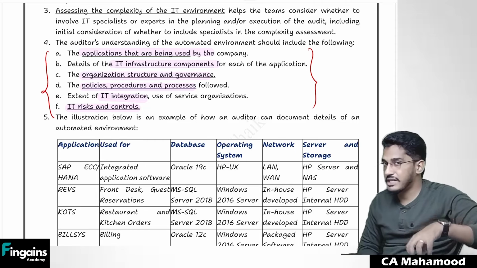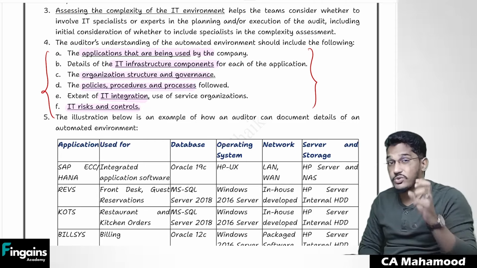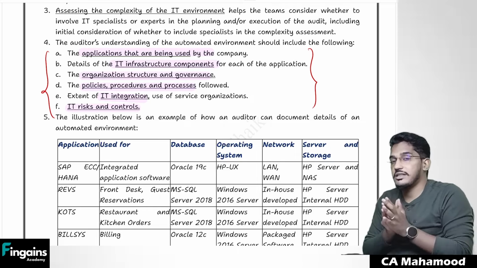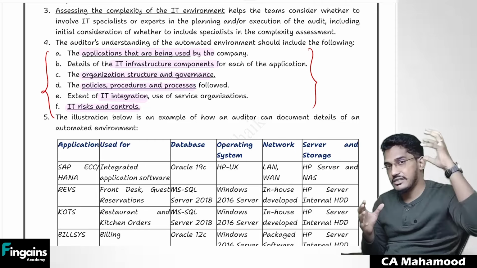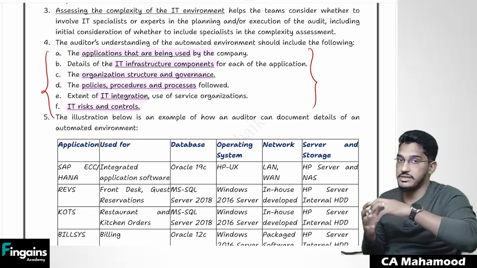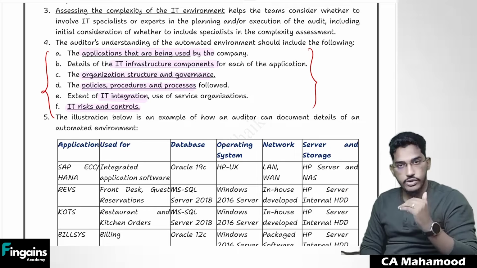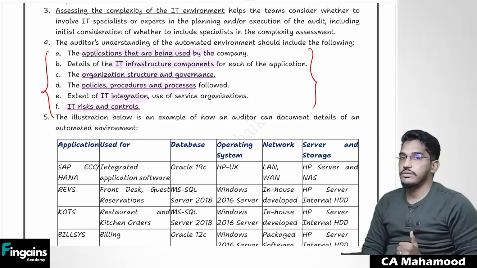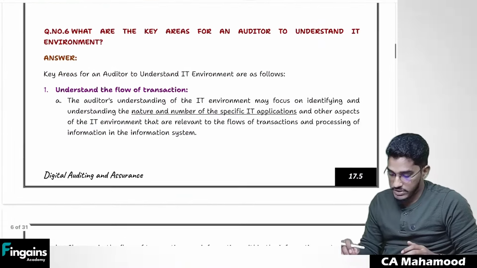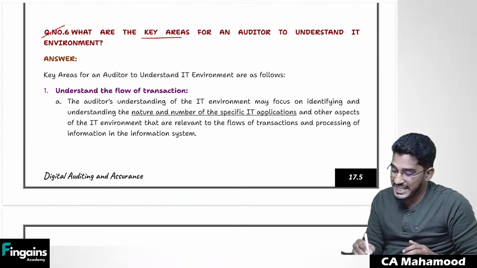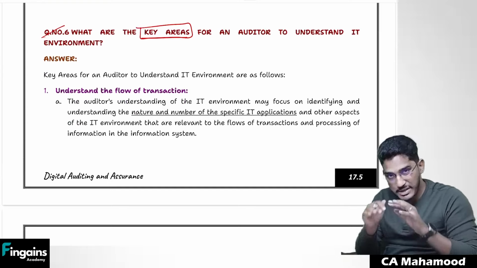And you will not just get this understanding, you will also document it. Whatever understanding you have obtained needs to be documented. As a part of SA 230, we include various kinds of things in our documentation. In that documentation, your understanding of the automated environment must also be included. Clear? So this is regarding the overall understanding. Now the next question will be talking about key areas. Now they're going deeper.